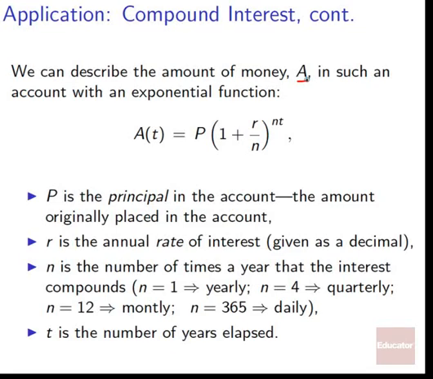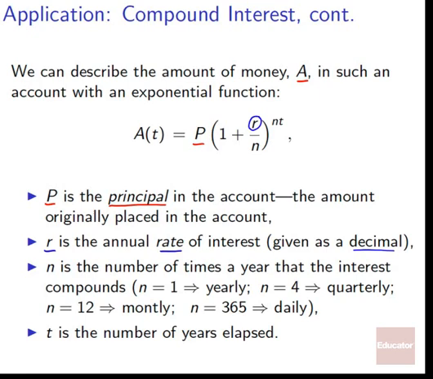Let's unpack that. P is the principal in the account, the amount that is originally placed in the account. So in our example that we just had, that'd be $100 put in, so our principal would be 100. R is the annual rate of interest, and we give that as a decimal. So here's our r right up here. In the last one, that was 10%, so it was expressed as 0.10.